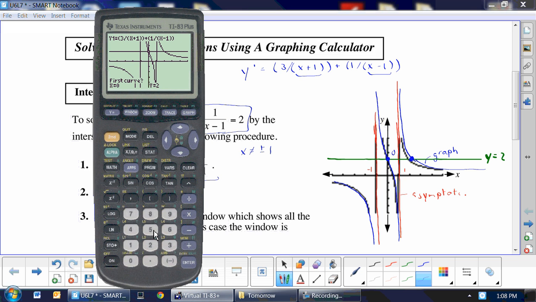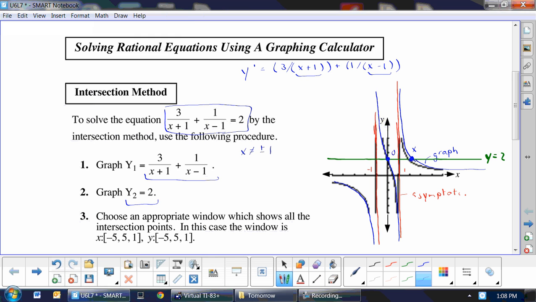The one thing that's a little bit different is when you're scrolling, because remember, for the second intercept, you want to get really close to it before you find it. When you scroll, your little blinker will eventually just jump over the asymptote. So just keep going until you see that it's jumped over it. And there we go. Enter, enter, enter. And we find that our other one is x is equal to 2.